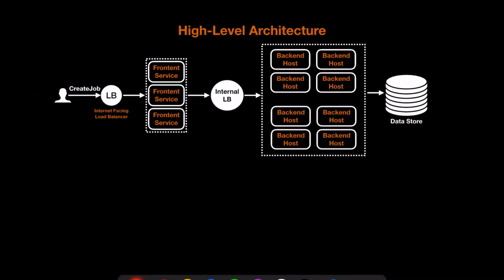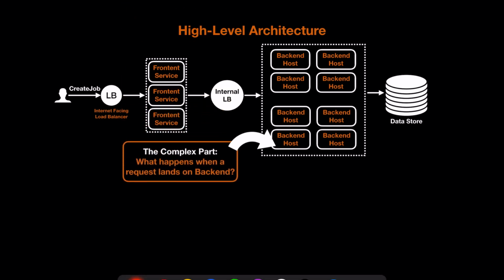Then from our async path, we also do the actual job. Now, what is the most complex part here? The complex part is what happens when a request lands on backend. We need to understand that part.